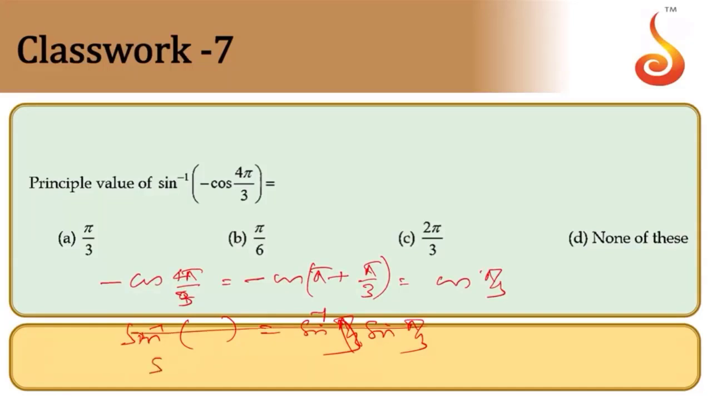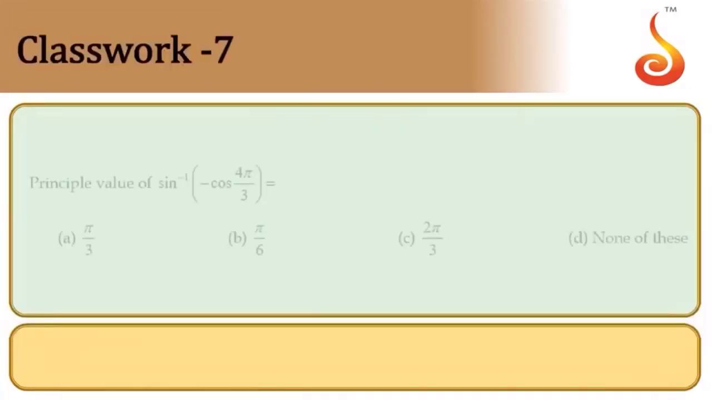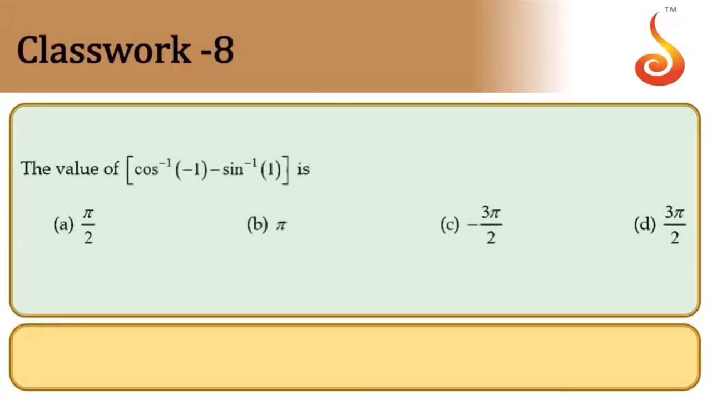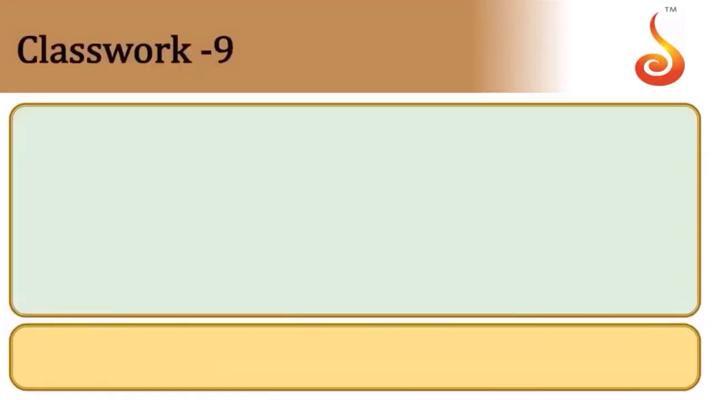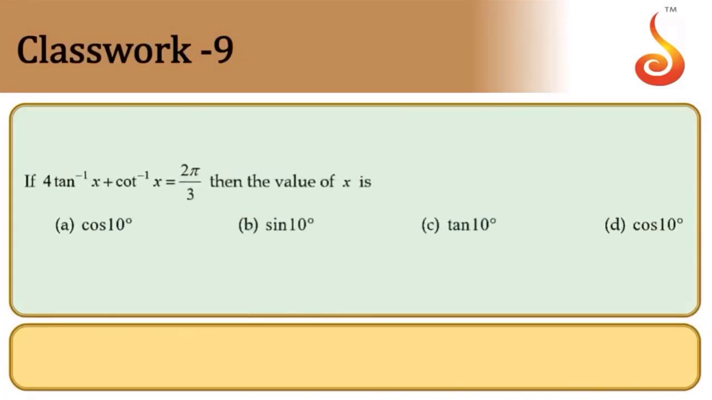Pi by 3 or pi by 6? Because it is a sine inverse of minus cos pi by 3, and cos pi by 3 is equal to half, so sine inverse of half is equal to pi by 6. So the answer is pi by 6. Coming to the 8th one, cos inverse of minus 1 is equal to pi, and sine inverse of 1 is equal to pi by 2. Pi minus pi by 2 is equal to pi by 2, which is the required answer.